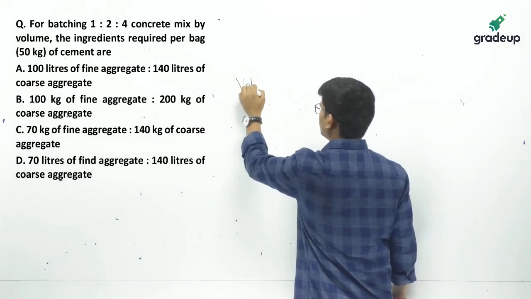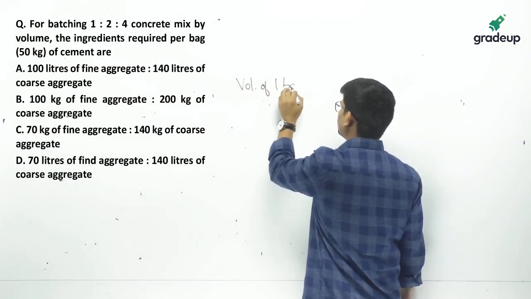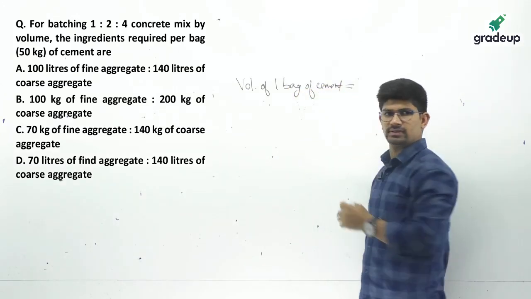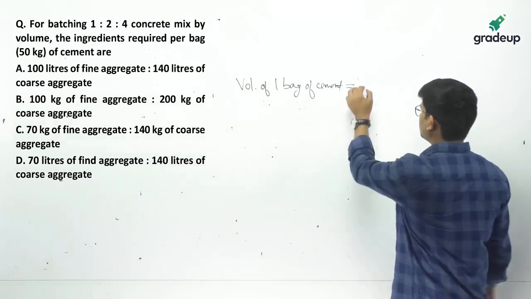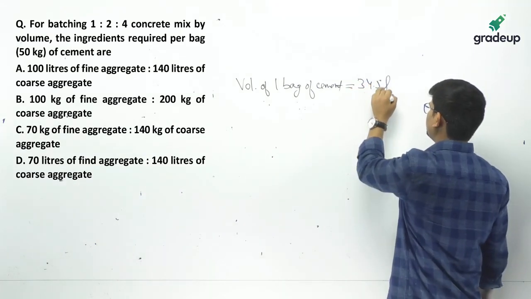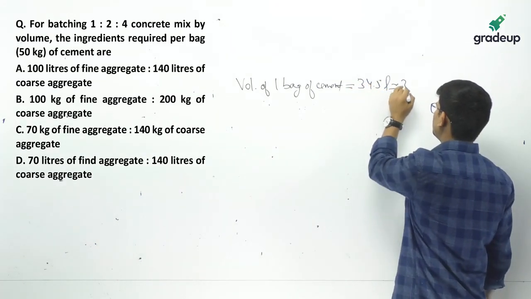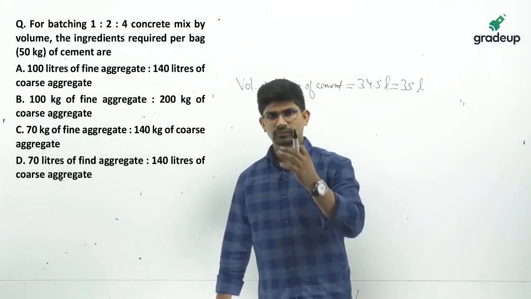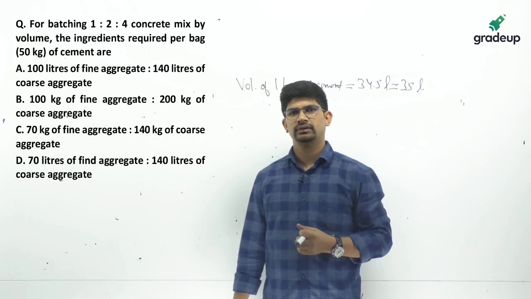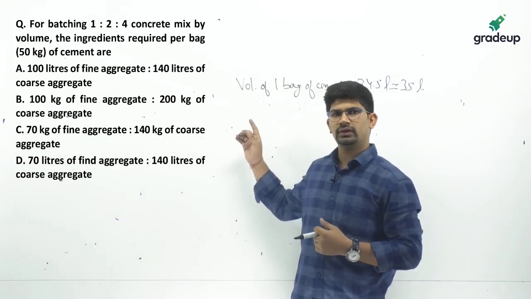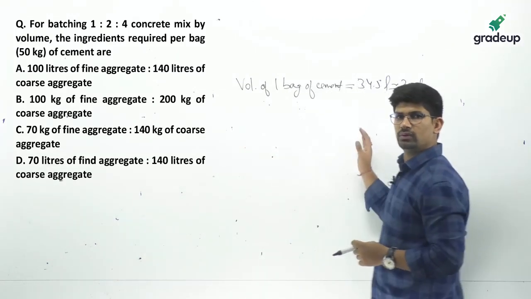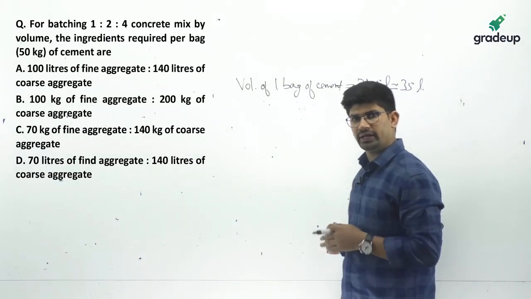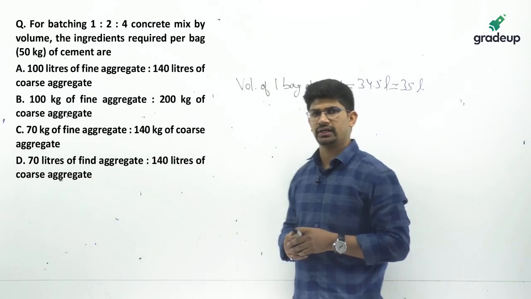Also we know that the volume of one bag of cement is how much? It is 34.5 liters or roughly about 35 liters. Okay, so you are provided with the mix 1:2:4 and that is by volume. So 1 part of cement, 2 parts of fine aggregate and 4 parts of coarse aggregate are there.